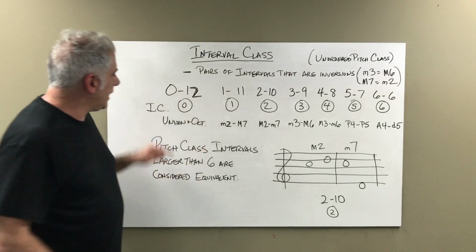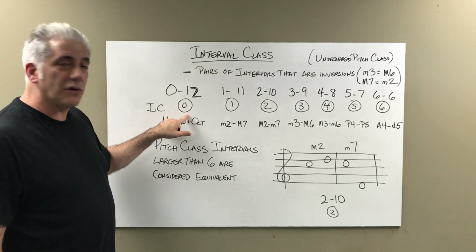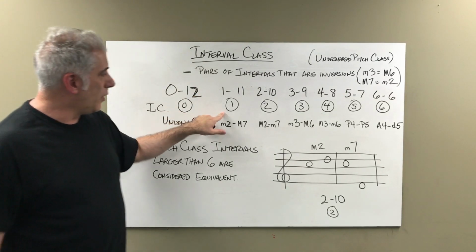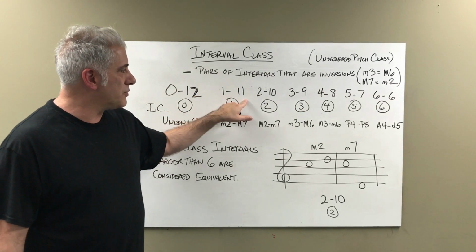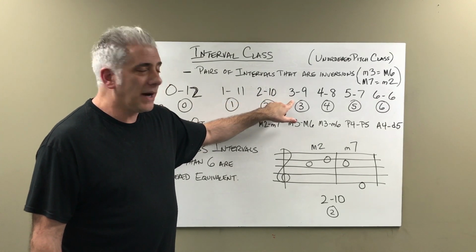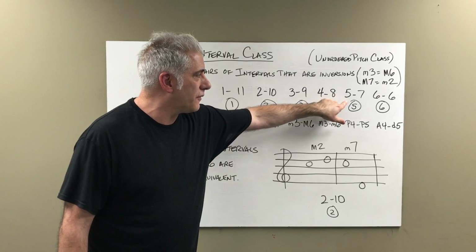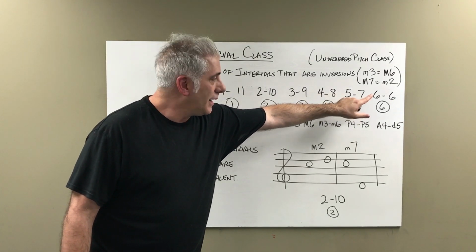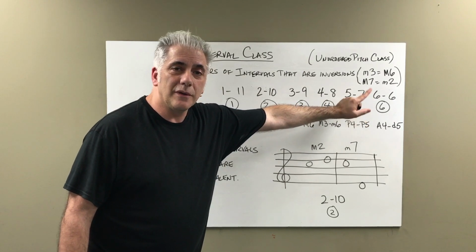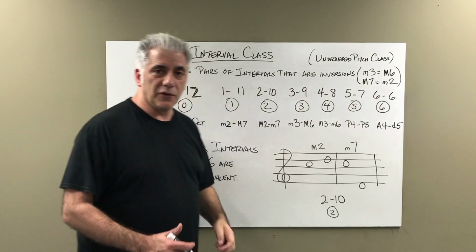So the unison and the octave are the same. That's your 0 interval class. 1 is the minor second, major seventh; 2 is major second, minor seventh; 3 is minor third, major sixth; 4 is major third, minor sixth; 5 is perfect fourth, perfect fifth; and 6 is augmented fourth, diminished fifth. This refers to the number of half steps, the numbers there.